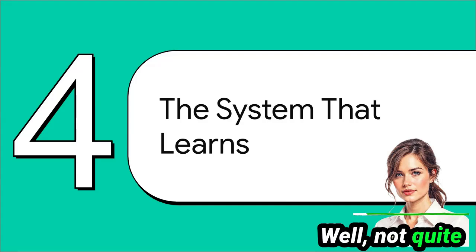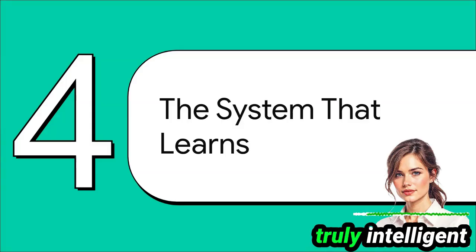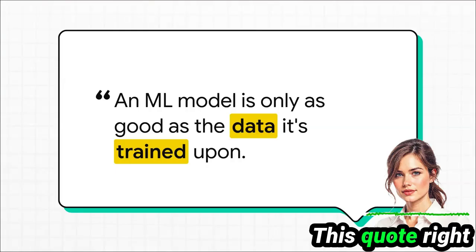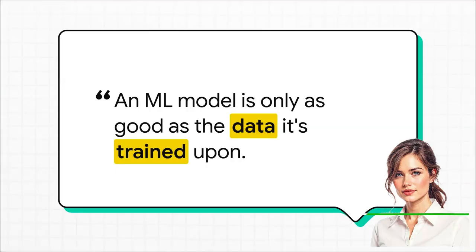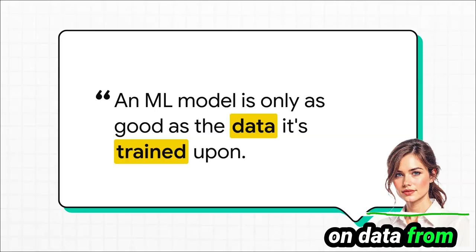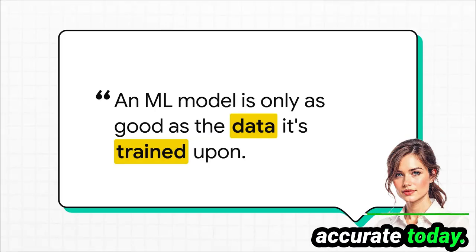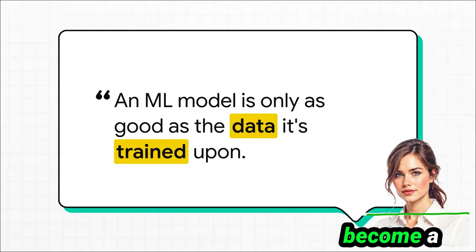Well, not quite. What happens when the world changes? Because what makes a system truly intelligent isn't just that it works, but that it can learn. This quote right here gets to the absolute heart of machine learning. A model that was trained on data from, say, the 1990s might not be so accurate today. New abalone surveys happen. New data gets collected. So how do we make sure our model doesn't become a fossil itself?